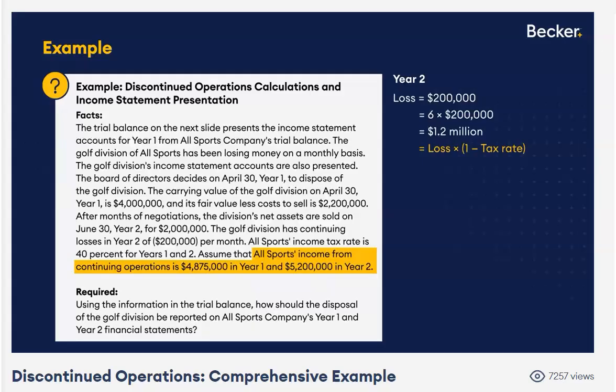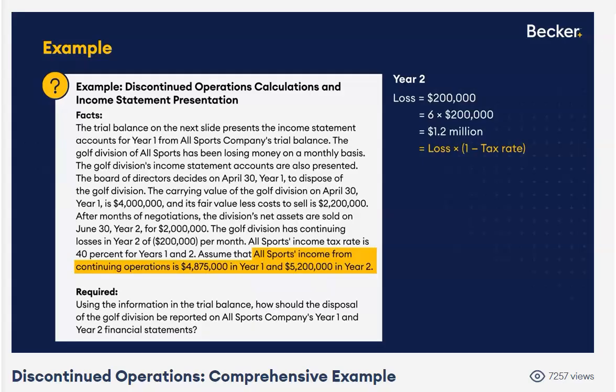Income from continuing operations obviously would exclude the golf division because that's discontinued. What I want to show you, though, because we have the available information, is this: if they did not give you the $4,875,000 for year 1, but if they simply gave you the trial balance on the next slide, how would you find that $4,875,000 if it weren't given to you? I'll show you how to do that now.